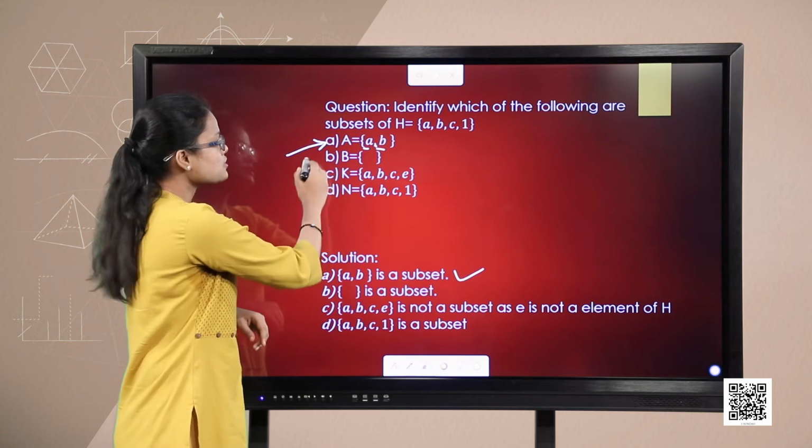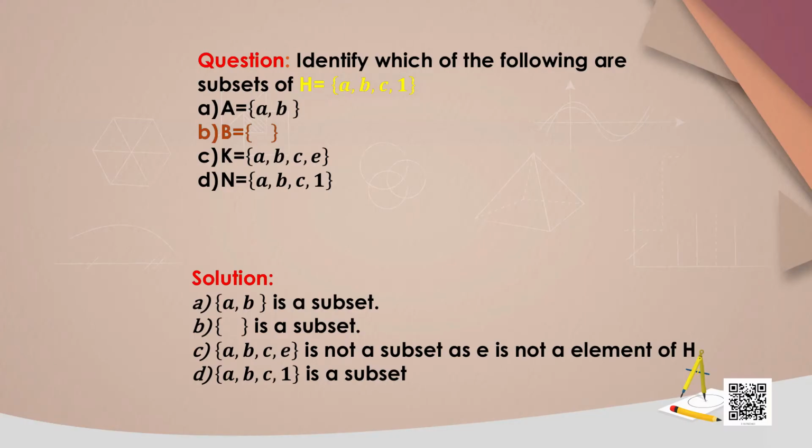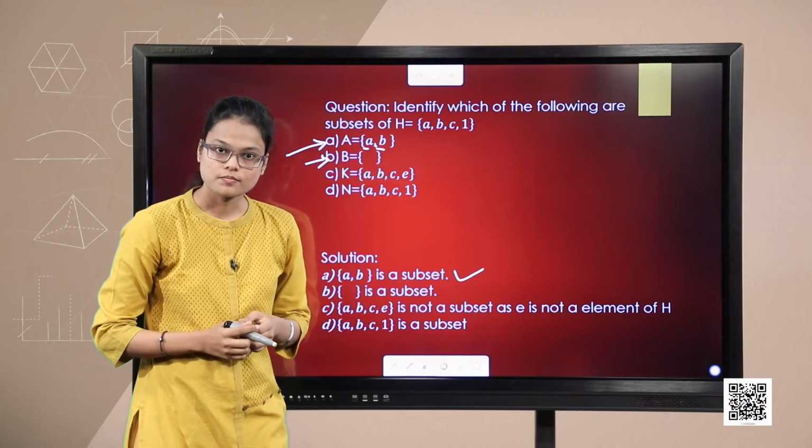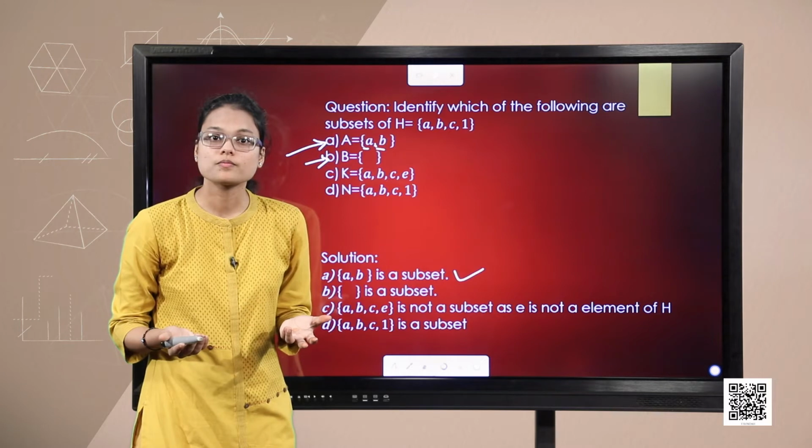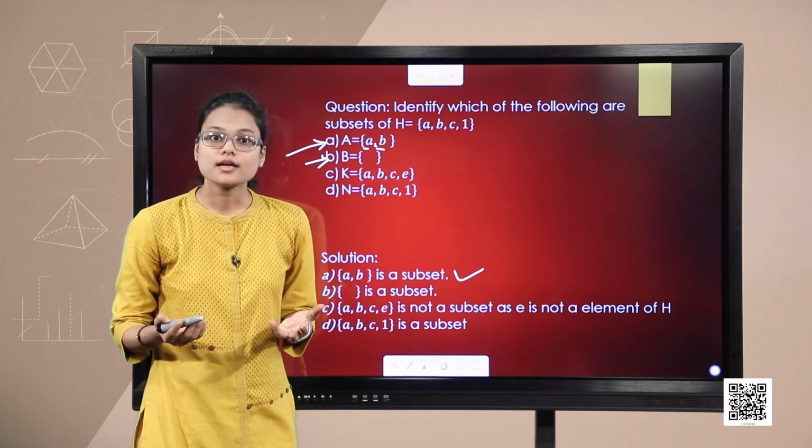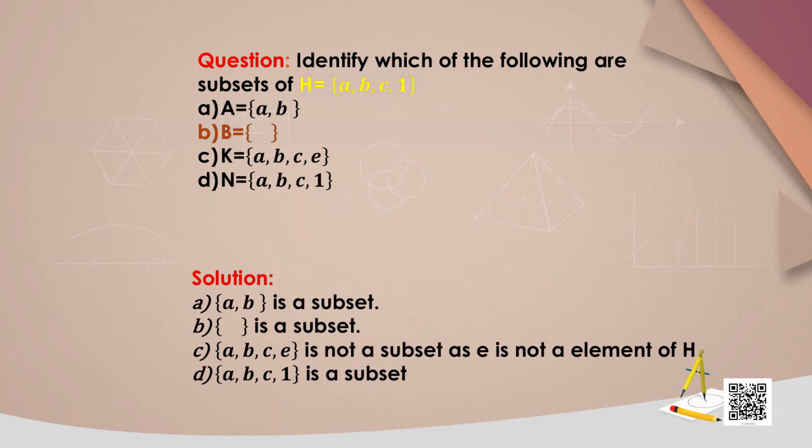Now, the set B. B is an empty set. Can it be a subset of H? Yes, it is, since it has no elements, so we cannot deny that its elements are present in H. So, the empty set is also a subset of H. Third, the set K. It is visible that the element e is not a member of the set H. So, K is not a subset of H.